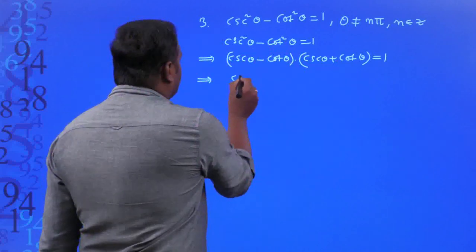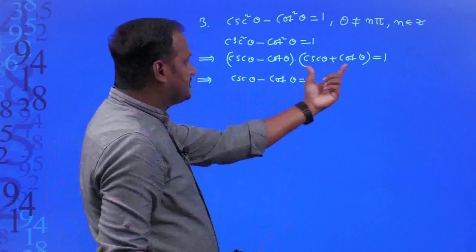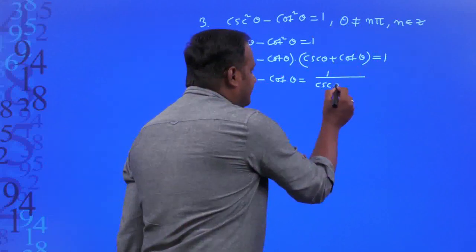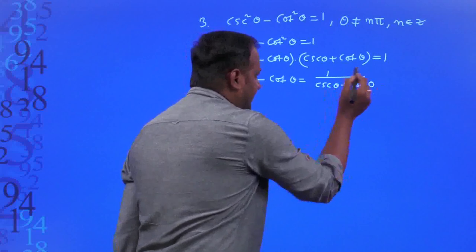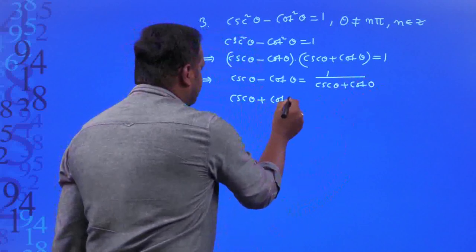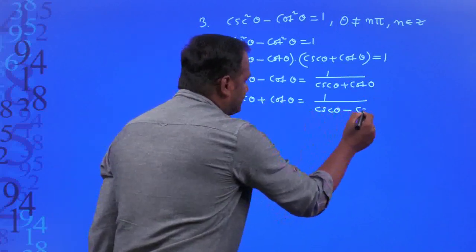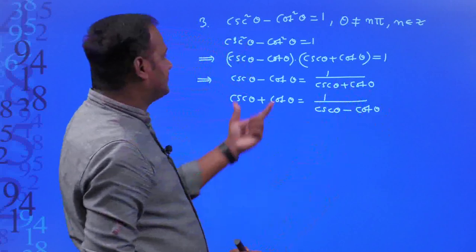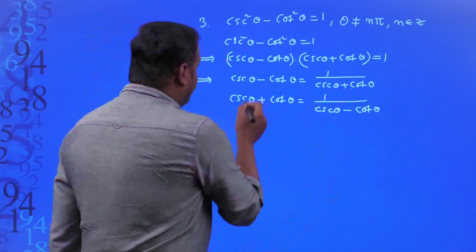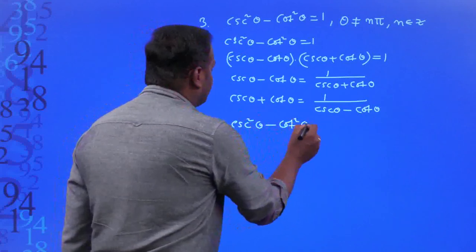That implies cosecant theta minus cot theta is going to be, transposing cosecant theta plus cot theta to that side, 1 divided by cosecant theta plus cot theta. And similarly, what is the value of cosecant theta plus cot theta? Yes, it is going to be 1 divided by cosecant theta minus cot theta. So, this is about the reciprocals.